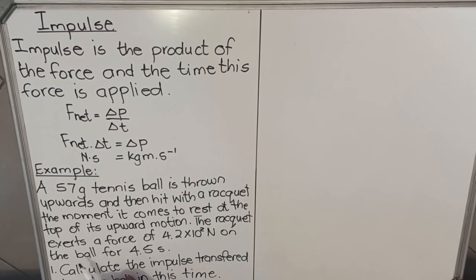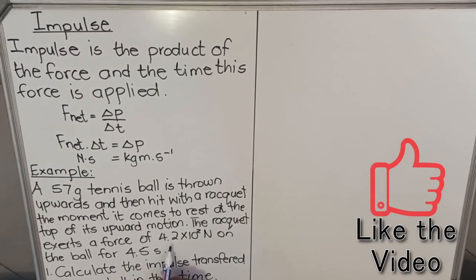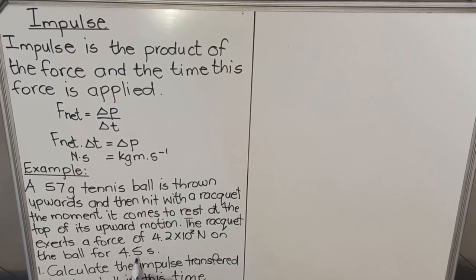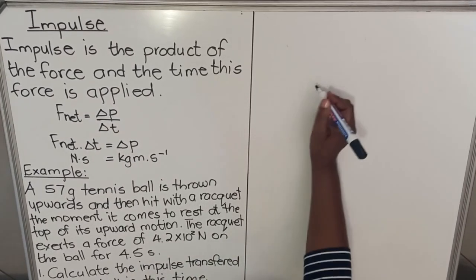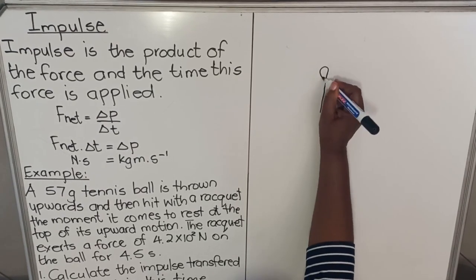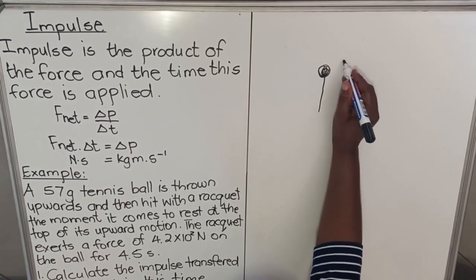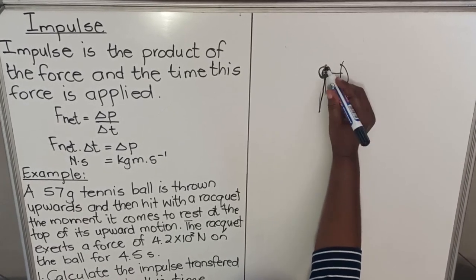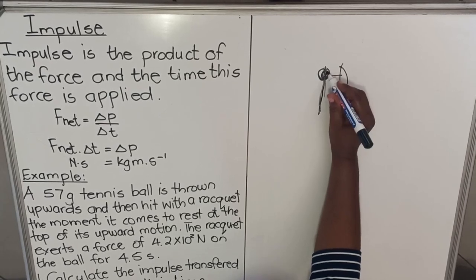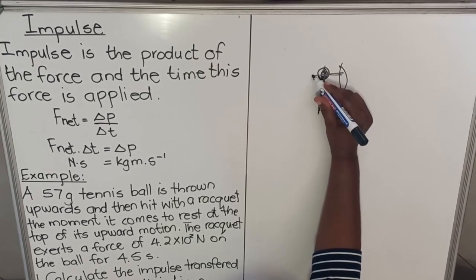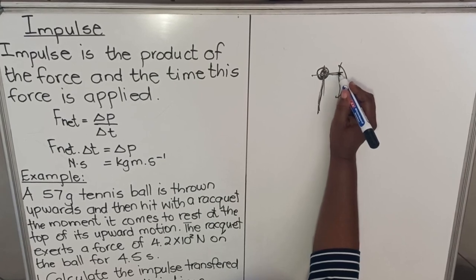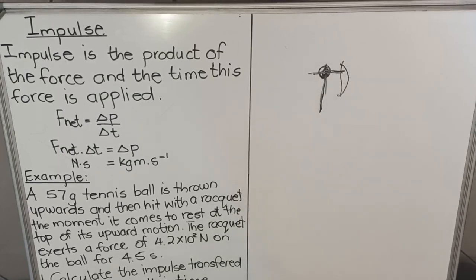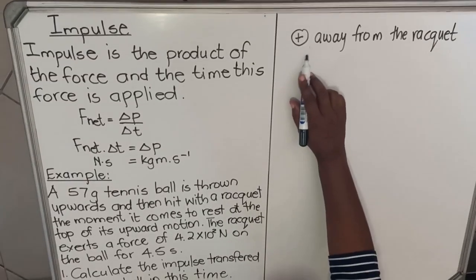Now the racket exerts a force of 4.2 times 10 to the power 2 newtons on the ball for 4.5 seconds. When you have a ball being thrown up, it will get there and then it stops. Then the racket hits the ball. You are not going to choose up and down, because that's not the motion of the hit: they threw it up, it stopped, and then the racket hit it. So when you choose direction, you are going to choose away from the racket or towards the racket. You're not going to choose up and down. Let's do that. We chose positive away from the racket.